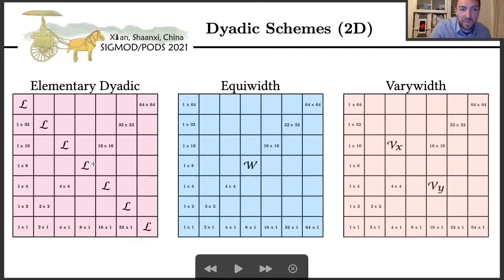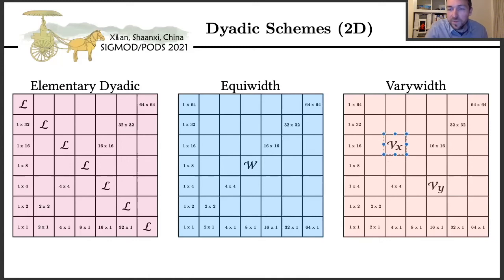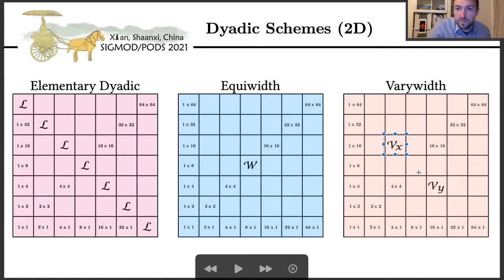The elementary dyadic binning manages to get almost the same precision as the dyadic binning with much fewer bins by taking the diagonal. So all of these grids have the same number of bins. The equiwidth binning basically takes that same number in both dimensions, and the variwidth binning takes 1 grid per dimension, which has more bins.